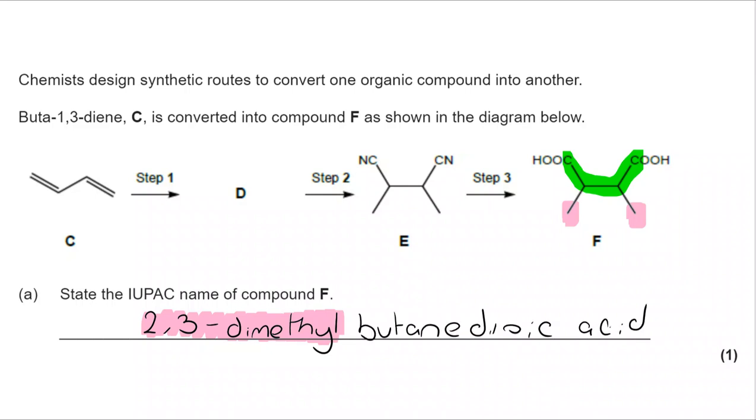Now, two carboxylic acids means we do go to dioic acid, but really, really crucial here is the magic E. This E has to go in the name to be credited with the mark. Butandioic acid would not get you it.